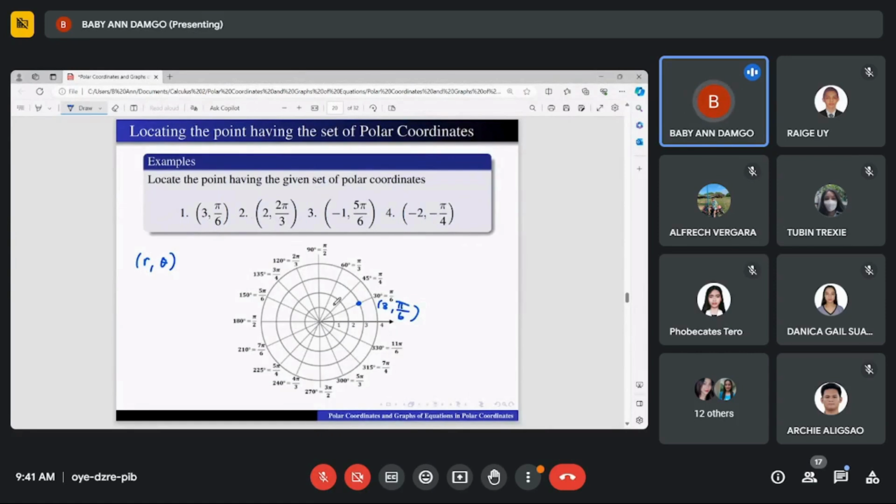Okay, for the second example, we have 2, so this is with the radius 2, and then the angle is 2 pi over 3. So here is 2 pi over 3, right? So the point 2, 2 pi over 3 is located here, on this one.